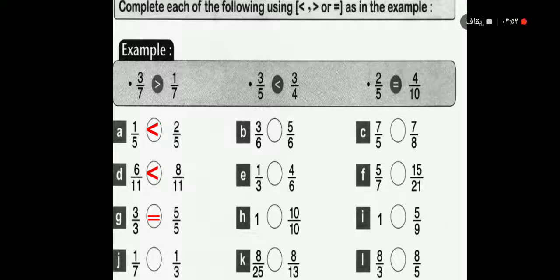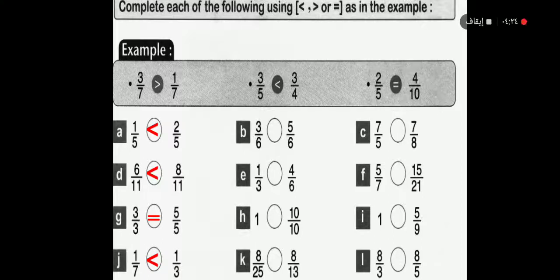1 over 7 or 1 over 3. The two fractions have the same numerator. Look at the denominator. The fraction with the smaller denominator is more than the other fraction. Which fraction has the smallest denominator? Excellent, the second fraction. Then 1 over 3 is more than 1 over 7.